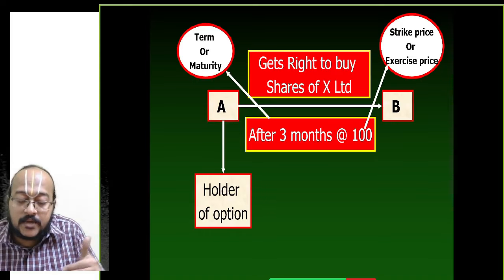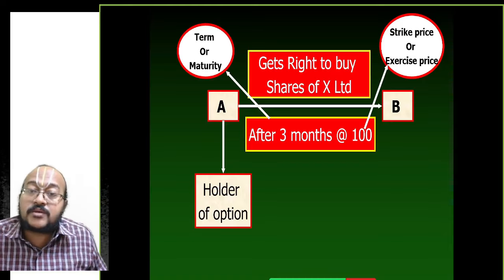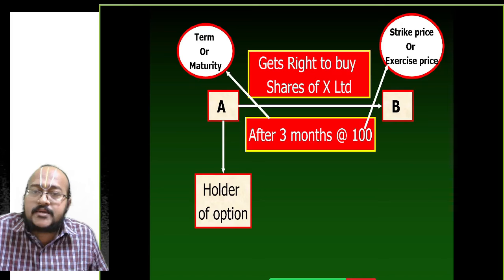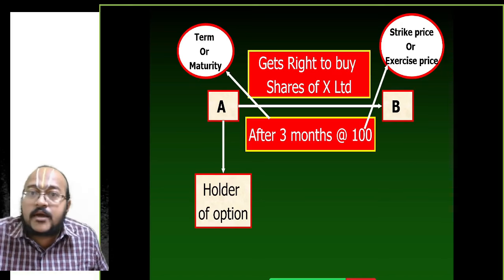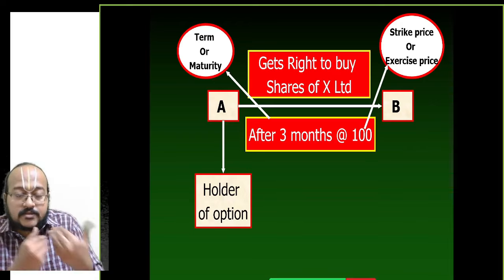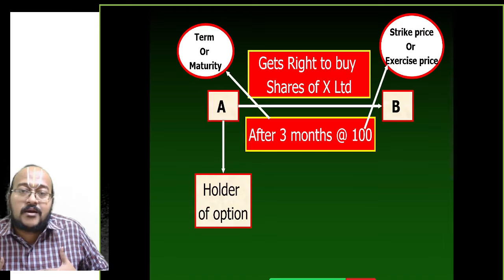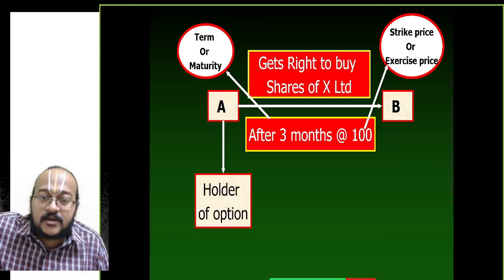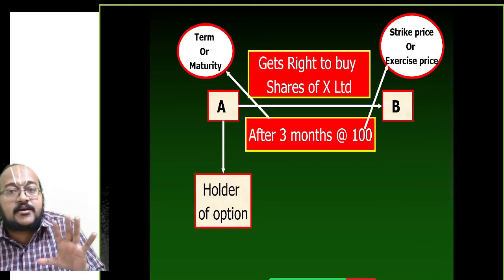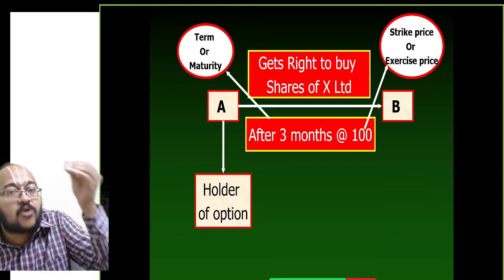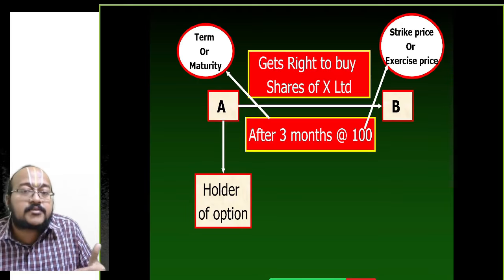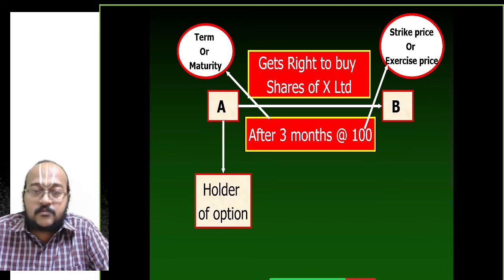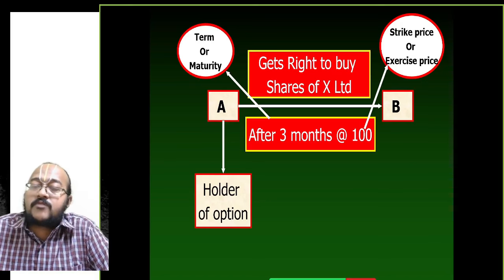This is clear? B is the person who is giving the right, who is selling the right. A is buying the right, B is selling the right to A. Which means B is telling A, take this instrument, I am giving you a right to buy at the end of 3 months. I will sell you these shares. B has the obligation to sell the shares. Tomorrow, the 100 rupees is the strike price, and the share price might even jump to 200.